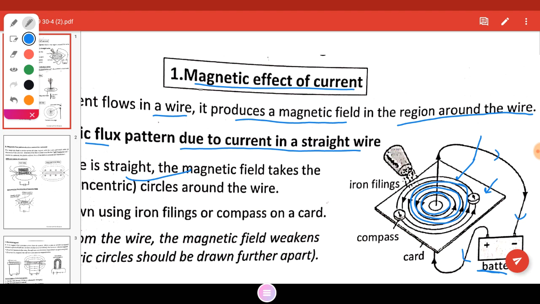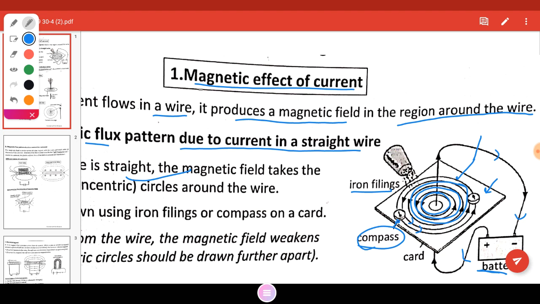We can determine the direction of the magnetic flux by using a compass. This is the compass, which is used to determine the direction of the magnetic field. This is the first state.